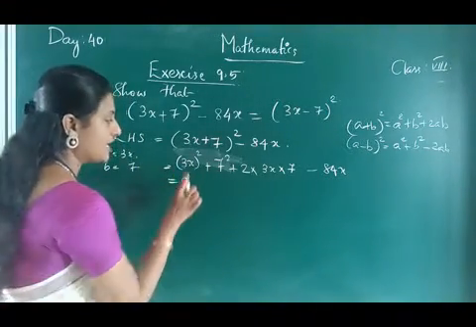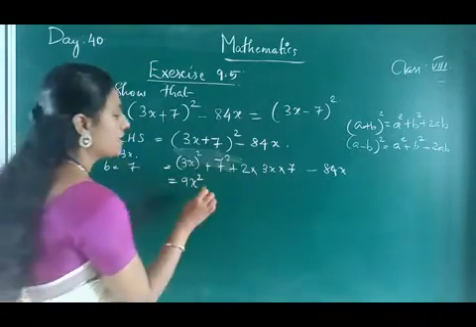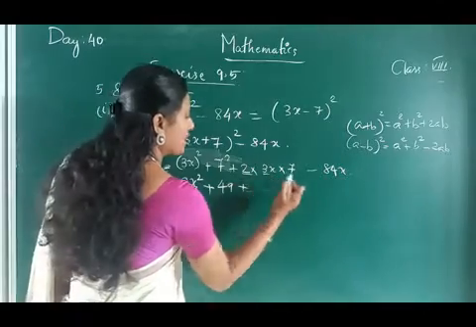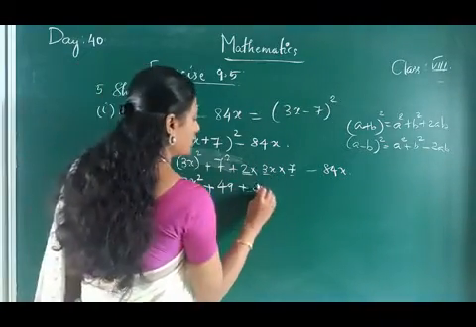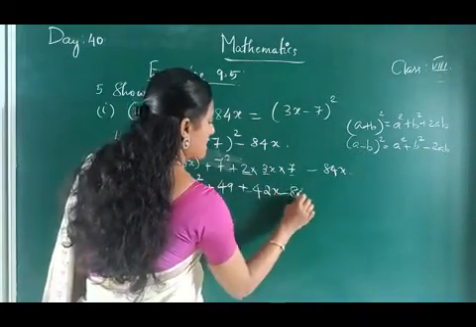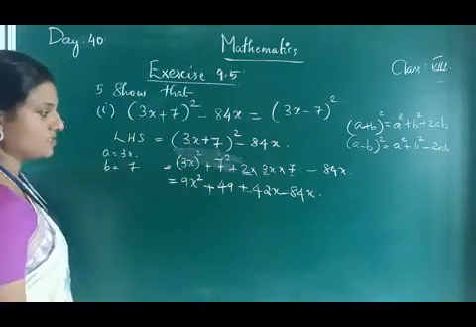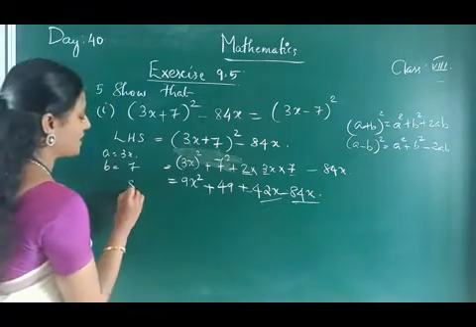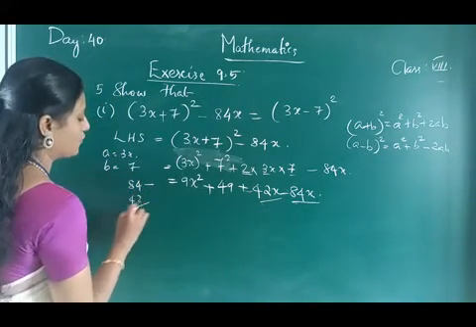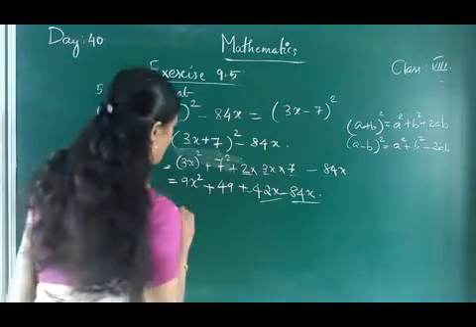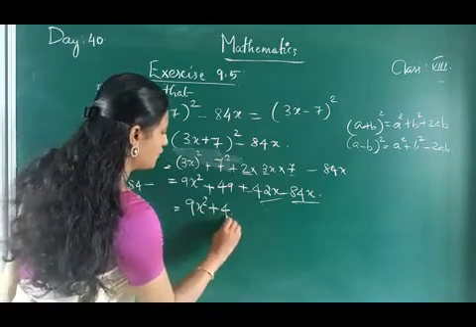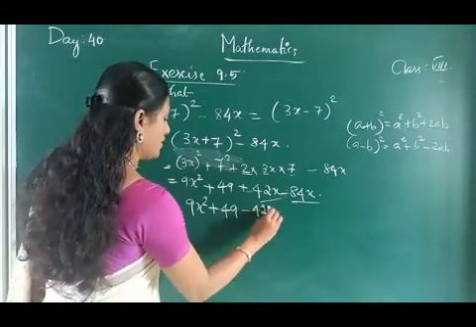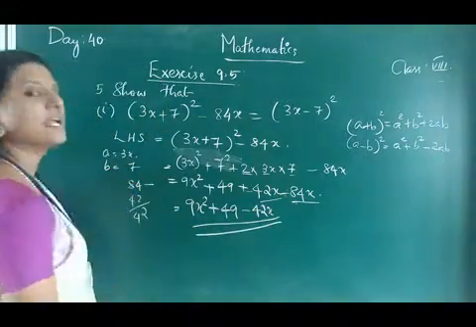3 square is 9, x square is x square, plus 7 square means 49, plus 2 into 3 into 7 means 42x. Remaining minus 84x. Any like terms here? Yes, 42x and minus 84x have different signs, so you have to subtract 84 minus 42, that is 42. That is 9x square plus 49. The sign of the bigger number is minus here, so minus 42x. So this is your LHS.